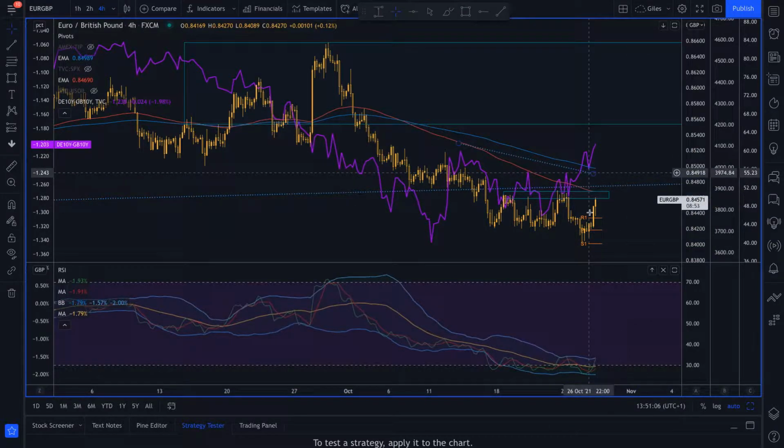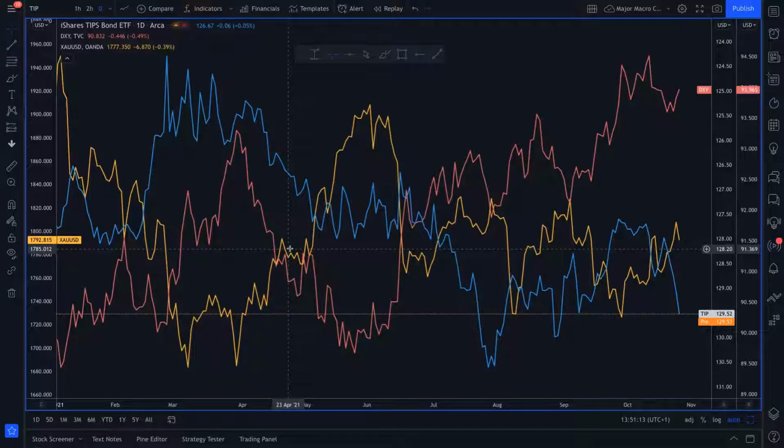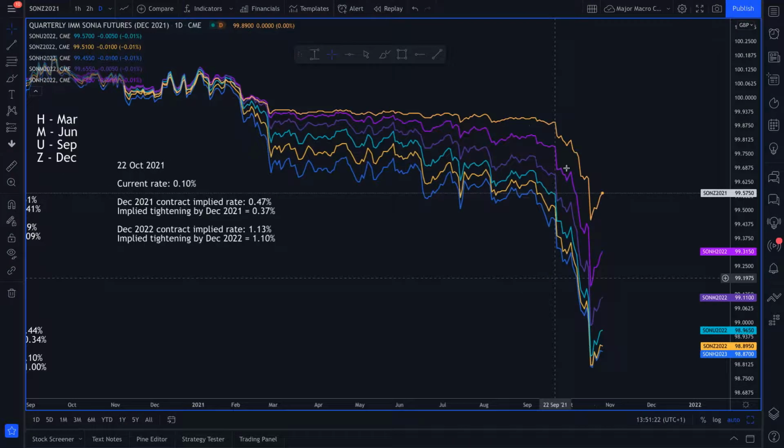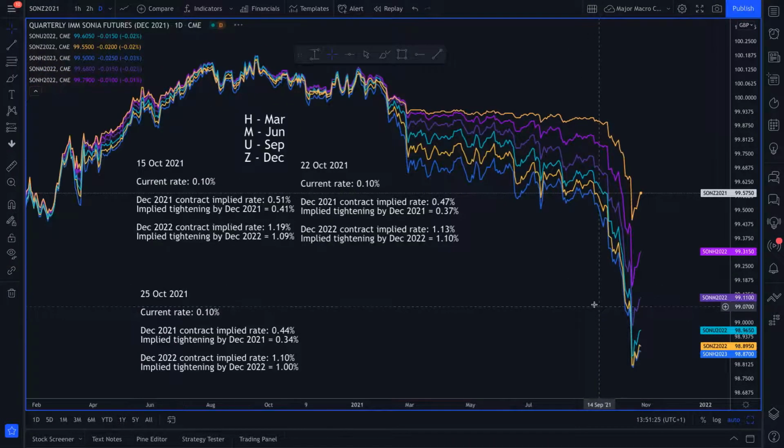Now, the reason we thought that the pound was going to retrace further was because of the following reasons. It's to do with these SONIA futures. Now, let me just show you. Now, SONIA futures, you see the way they drop lower? Now, these drop lower when interest rate hikes are expected to come. So the way you work them out is you take the current rate, 0.10%, and you look at what the December current rate is, it's 99.57. So you add 0.10 to 99.57, that takes you to 99.67, and then that gives you 0.33%. So the implied tightening by December 2021 is 0.33%. So that's 10 basis point rate hikes expected from the Bank of England.